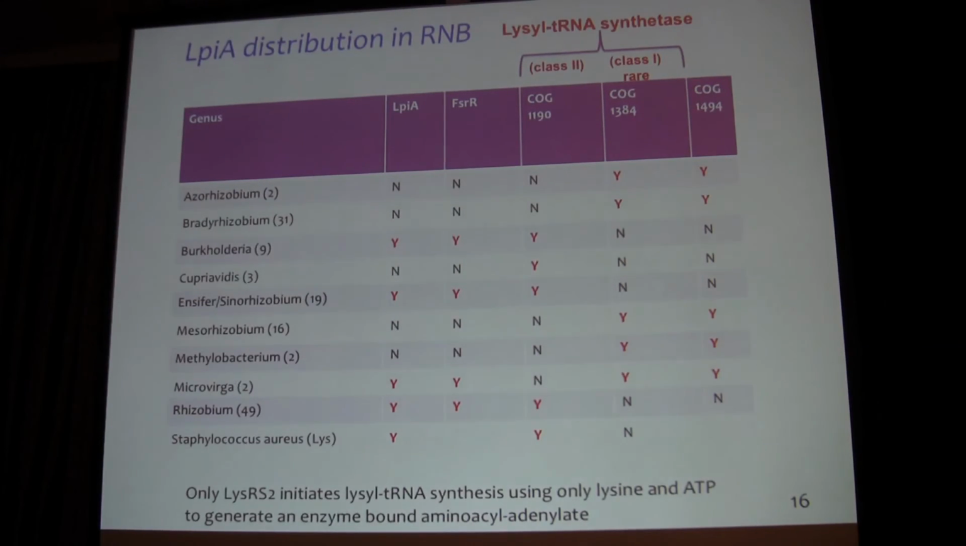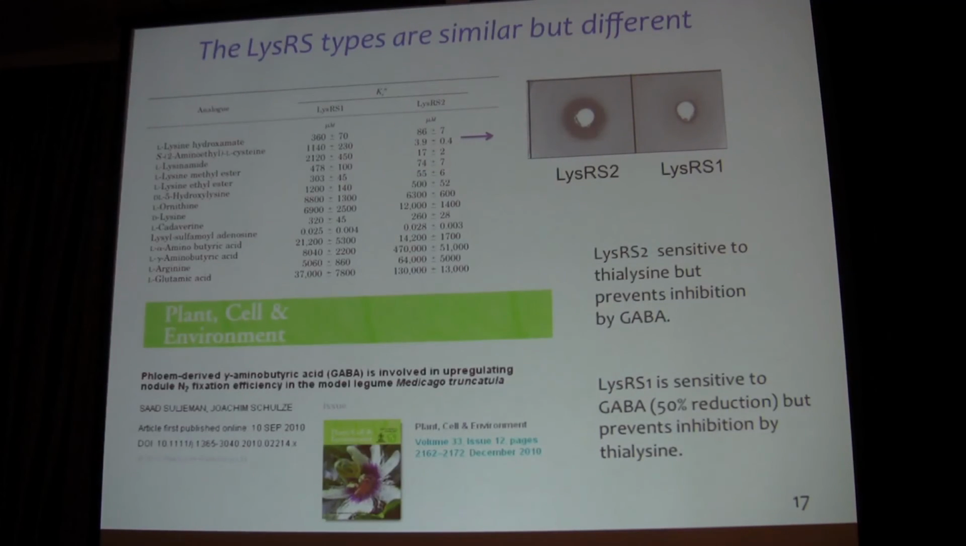So this is very interesting at this point because it's the class 2 form which can actually take the free form of lysine and incorporate it utilizing ATP. So the important thing here is that these lysyl tRNA synthetase types are similar, but they've got very different roles. And this is work done by Herve Roy at the University of Florida.